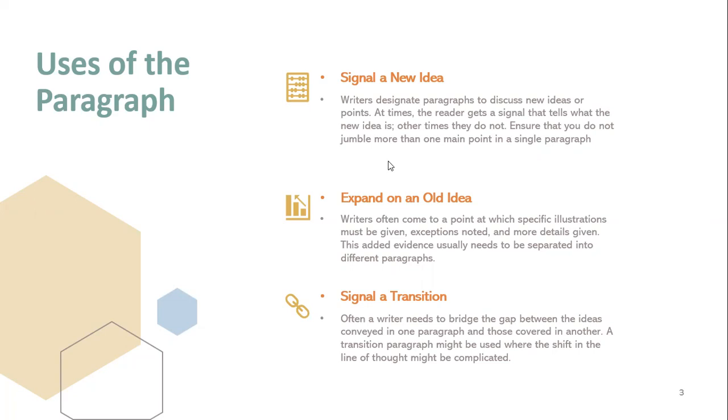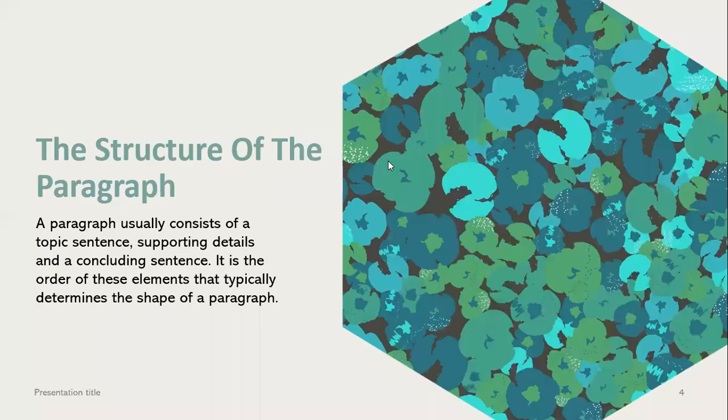So we all have experience in writing. We would have written paragraphs that have these different uses. But how about the structure of our paragraphs? And what difference does it make? A paragraph usually consists of a topic sentence, supporting details, and a concluding sentence. It is the order of these elements that typically determines the shape of a paragraph.